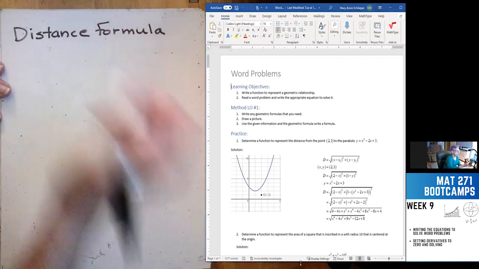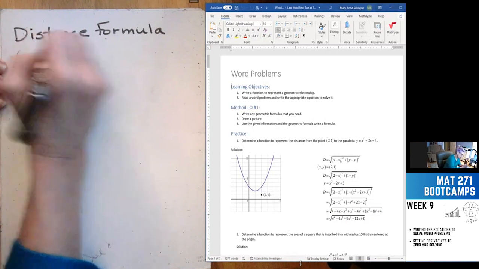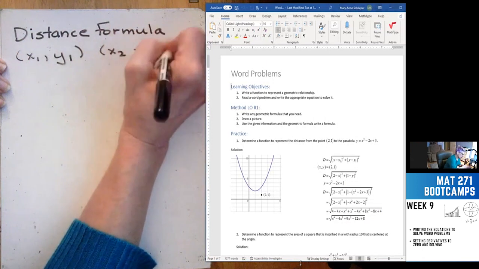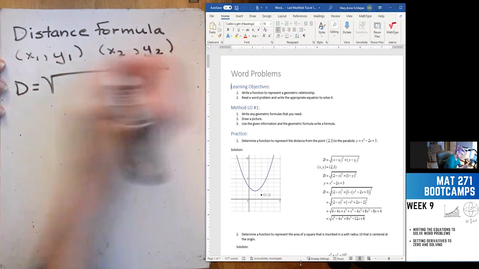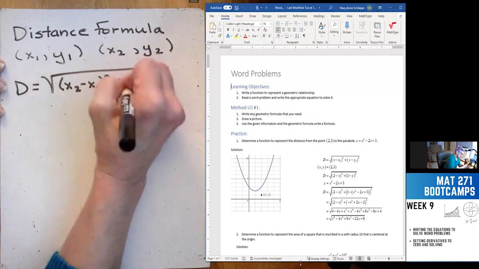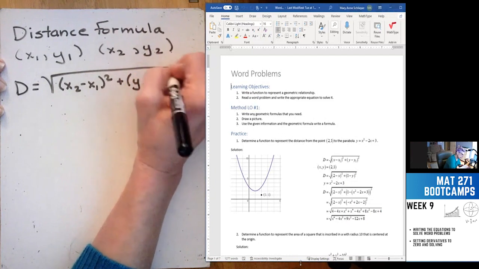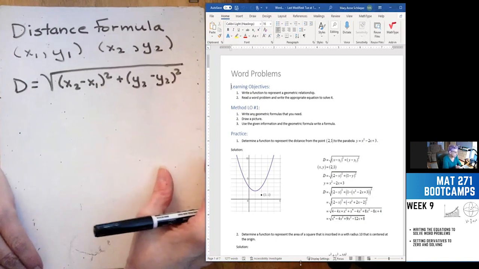And just in case you don't remember that, if you want the distance from point x1, y1 to point x2, y2, distance is equal to the square root of the change in the x's squared plus the change in the y's squared. And that comes from the Pythagorean theorem. You just draw a right triangle that connects the dots, and that's the distance between them.